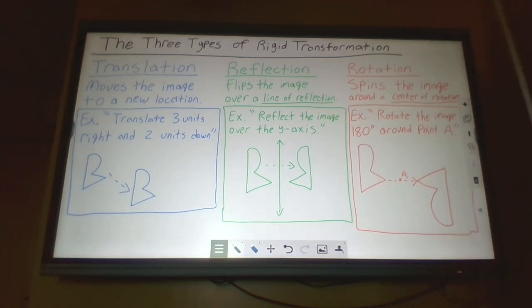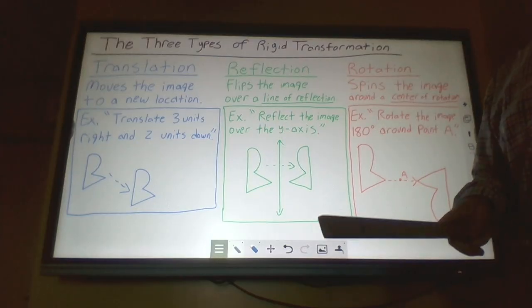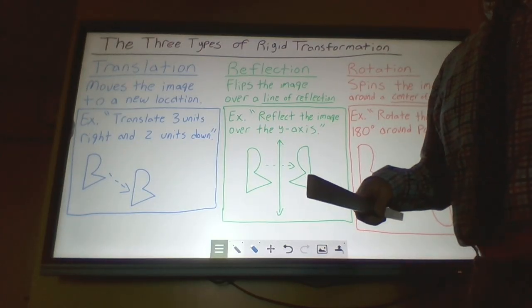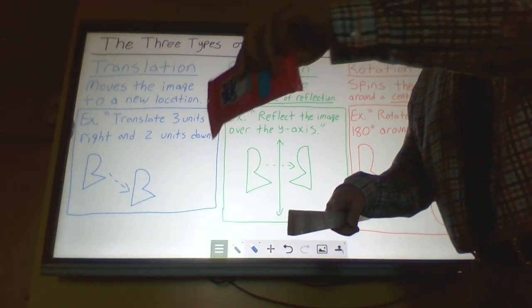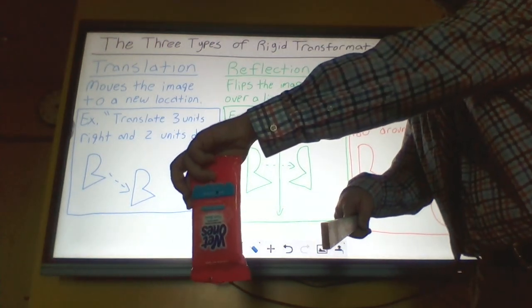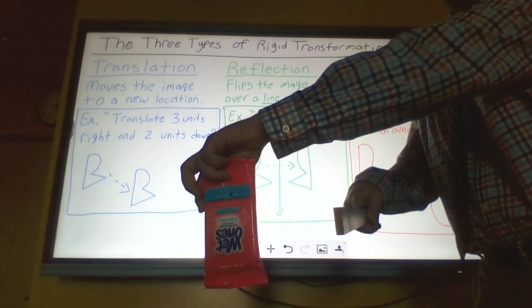And then finally, rotation. It spins the image around a center of rotation. For example, you might be told to rotate the image 180 degrees around point A, and point A would be given on the grid. In that case, you would have to take your image, and let's say that the end of our meter stick is point A, and here's our wet ones. Our wet ones would rotate around point A so that the wet ones would be on the other side of the point and they'd be upside down as well.